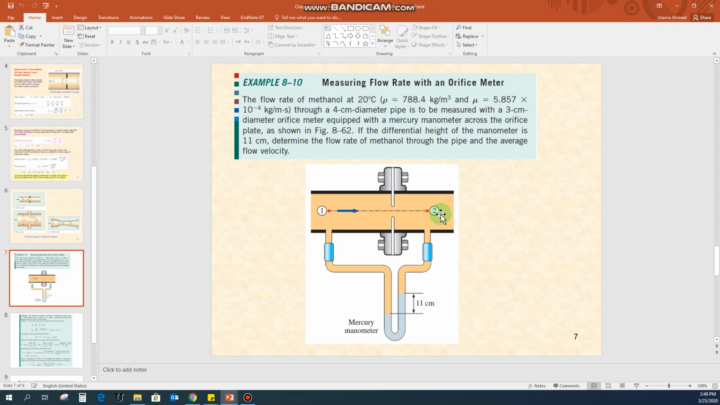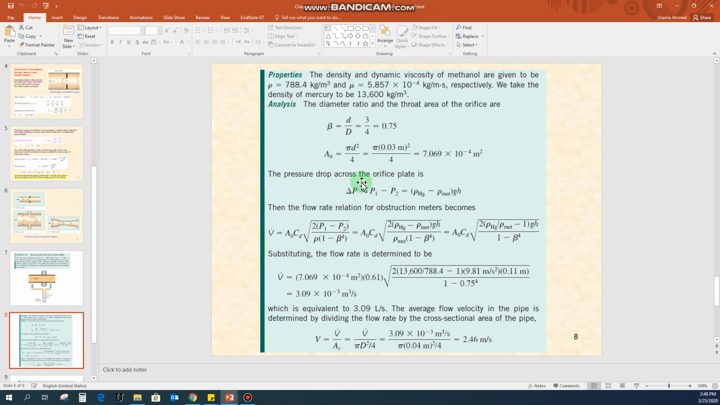First of all, we can use the equation of the manometer to get the value for this delta P. So what equation did we use? Delta P equals rho of the mercury minus rho of the methanol, times g h. We have been using this equation since chapter number 5. Now beta is the ratio of the smaller to the larger diameter, 3 by 4, which comes out to be 0.75. Then the cross-sectional area of the orifice, A naught, you can calculate by putting in the value for the diameter.